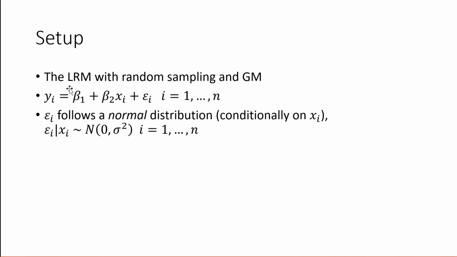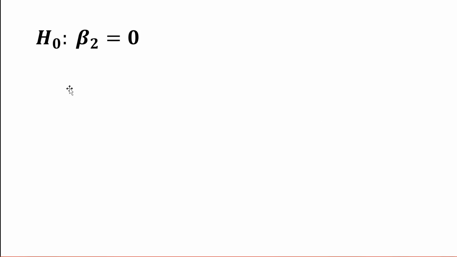So the most important hypothesis in the linear regression model is then the following. The null hypothesis is stated as follows: beta 2 is equal to 0. That's the hypothesis, and we want to use the data available to us to either reject it or to not reject it. Note first what it means.